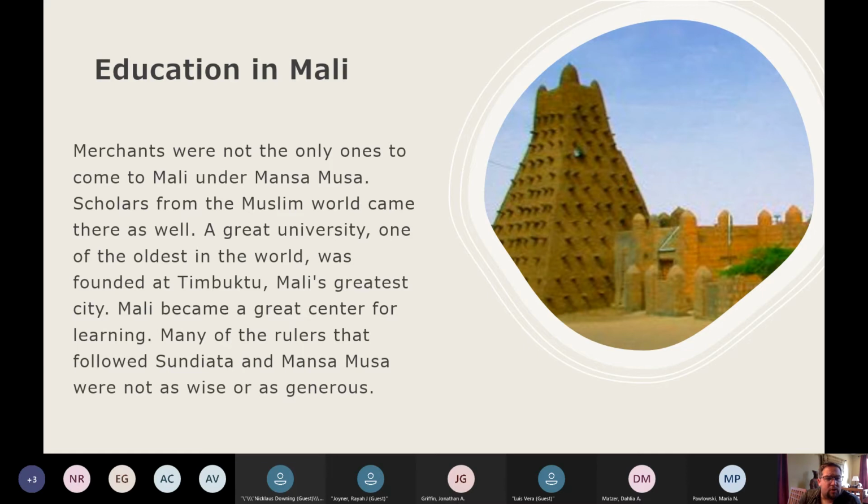So education in Mali. Merchants were not the only ones to come to Mali. Under Mansa Musa, scholars from the Muslim world came there as well. A great university, one of the oldest in the world, was founded at the city of Timbuktu, Mali's greatest city. It became a great center for learning, and many of the rulers that followed were not as wise or as generous as those two initial rulers.